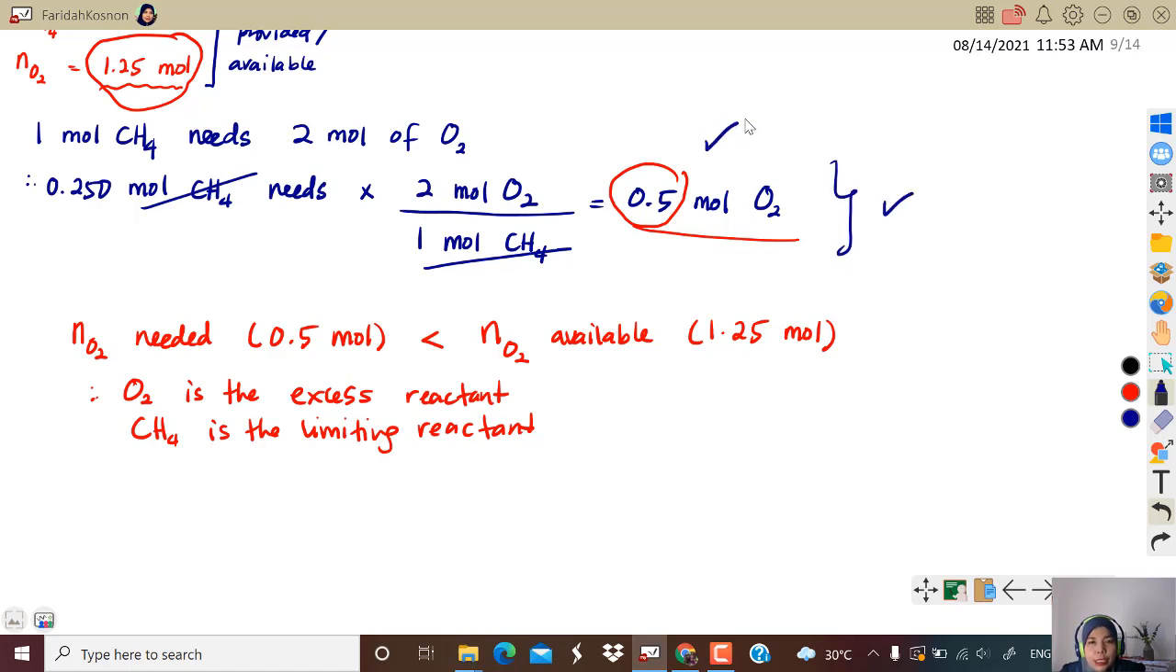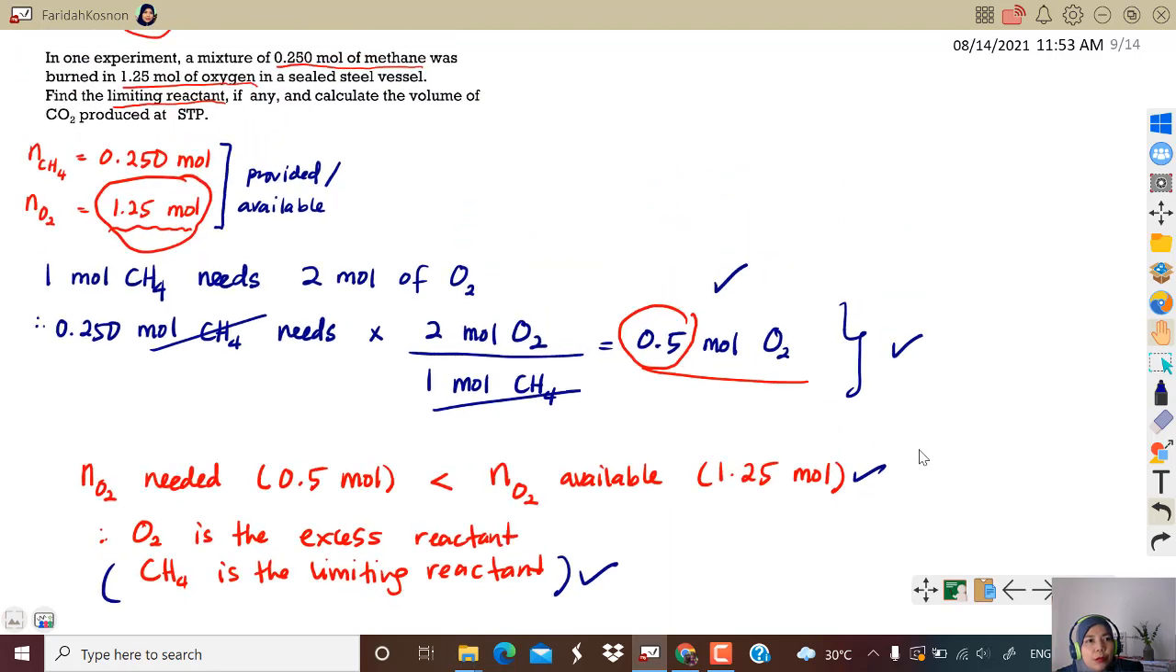Okay. Mole of oxygen gas yang you kira. Kalau you gunakan comparison mole of reactants, perlu ditunjukkan. Okay. Statement perlu ada and jawapan ini. Methane is the limiting reactant. Alright. Okay. So, check jawapan awak. Alright. Now, continue with the question.